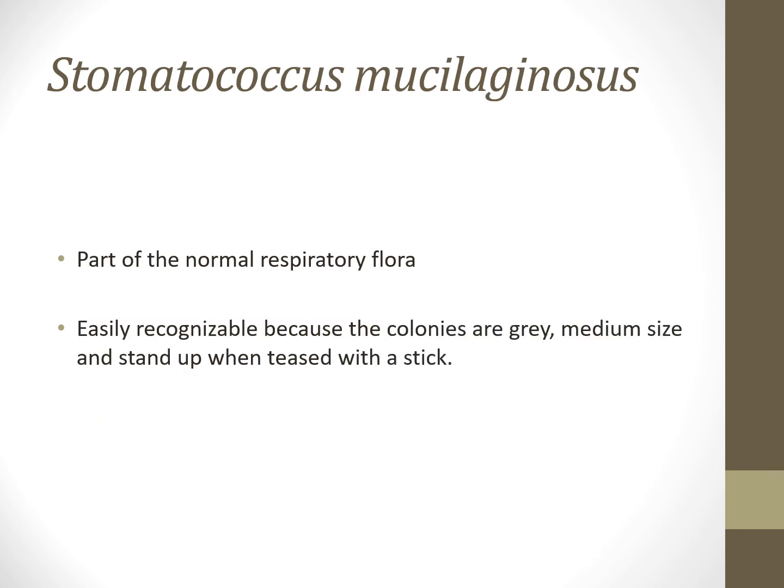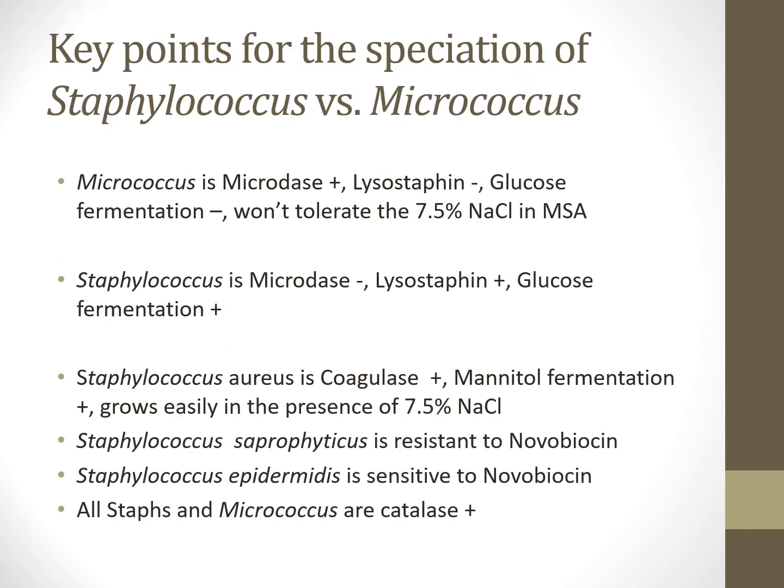Stomatococcus, the new name for Stomatococcus is Rothia, and it's part of the normal upper respiratory flora. Usually it's pretty recognizable and we don't go on to identify it to the species level. Instead, what we do is we take a loop or a stick and we tease it off the agar, and if it pulls all the way off like an egg white, we just call it a Rothia or Stomatococcus species. So I think you'll find this slide very helpful for you in laboratory.